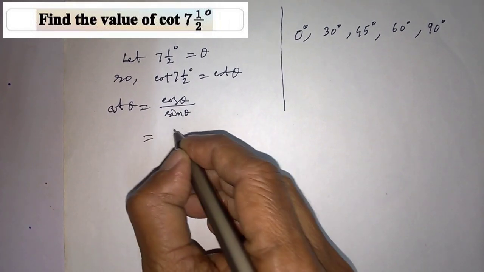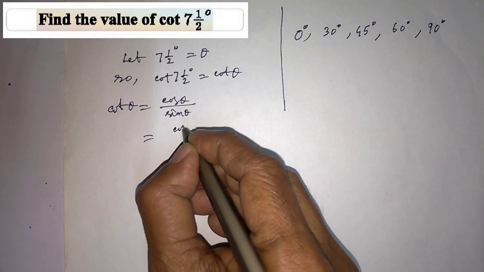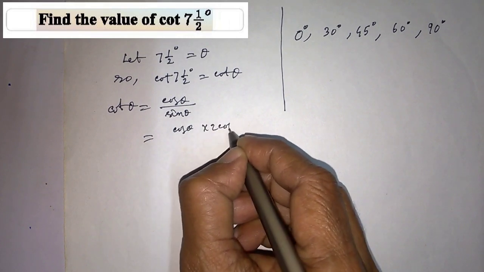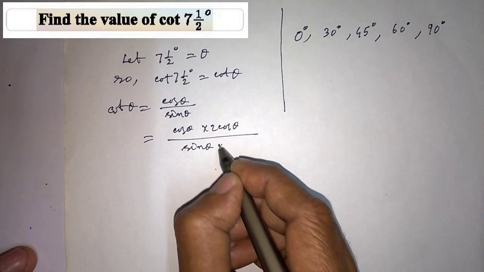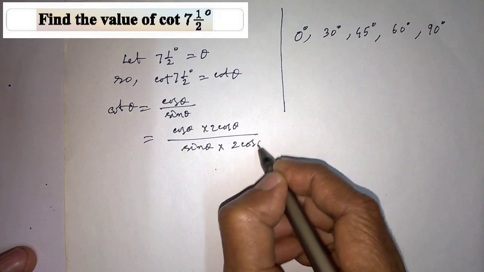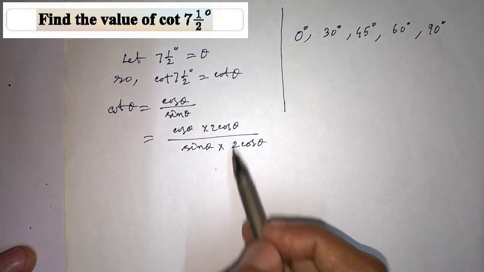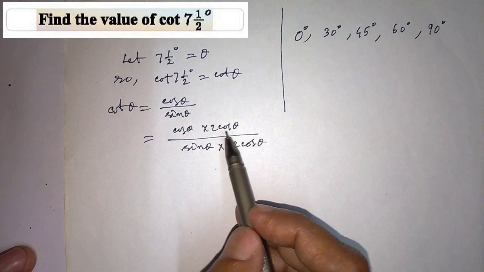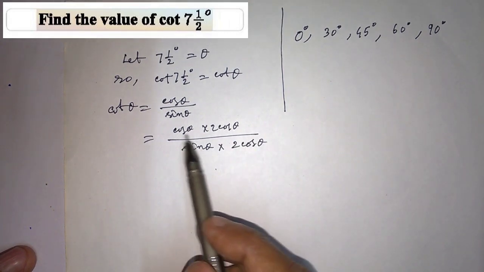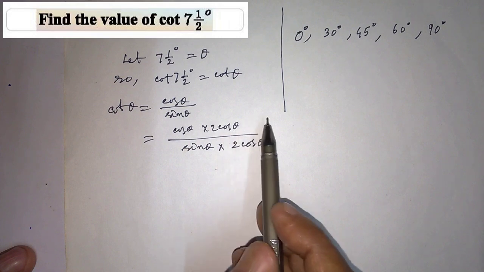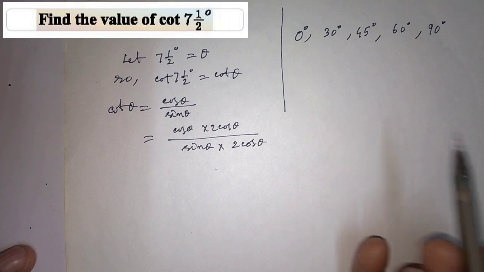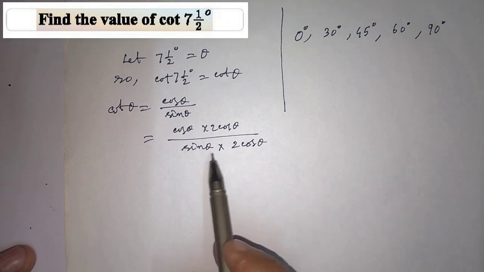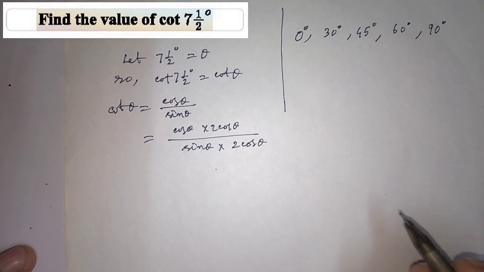So see, we have multiplied the numerator and denominator by 2 cos theta. Why have we multiplied here? Because it will be 2 cos square theta, and there is a formula: 1 plus cos 2 theta. That means theta is expressed in terms of 2 theta. Similarly, in the denominator, sin theta times 2 cos theta means 2 sin theta cos theta, and we will express it with the formula sin 2 theta.